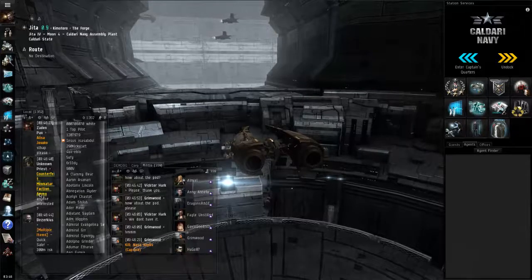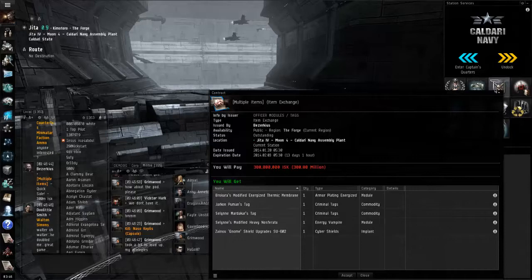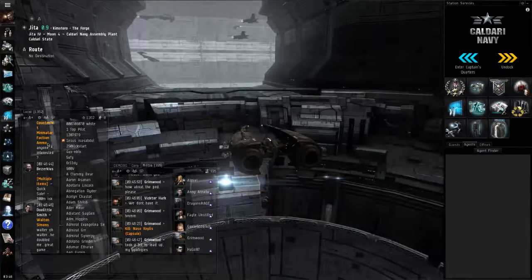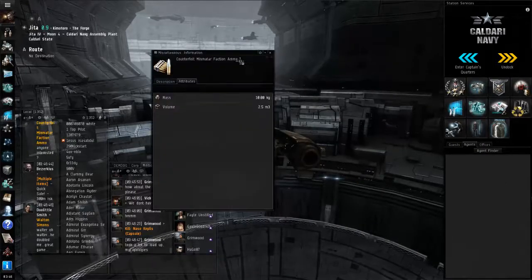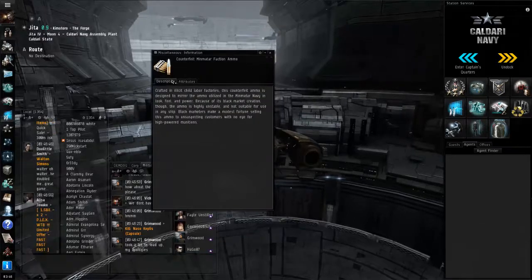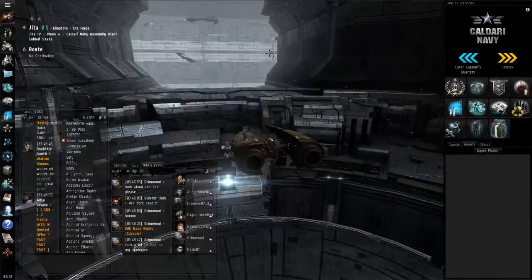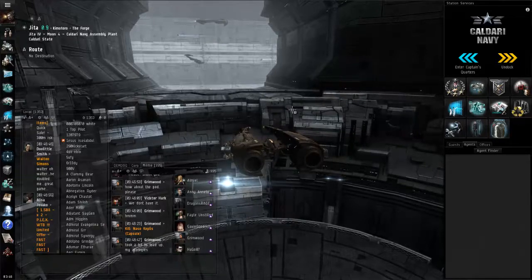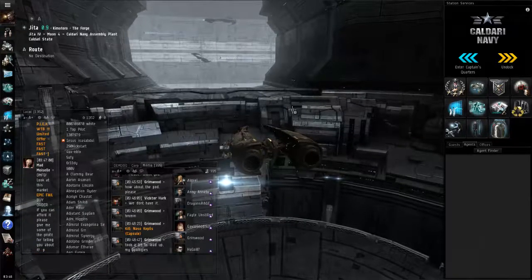What is this? No, that was wrong. Sorry, I have to go check this. Counterfeit Mimitar faction ammo. Interesting. I did not know that existed. Example of Eve and how big and broad it is.